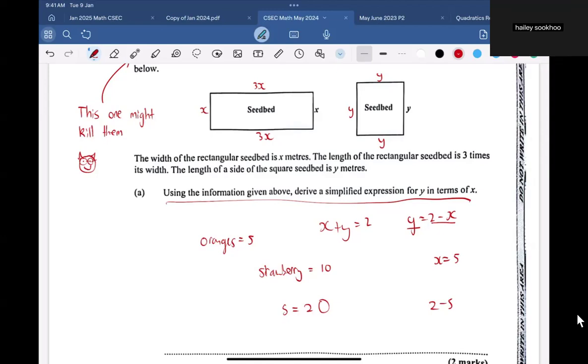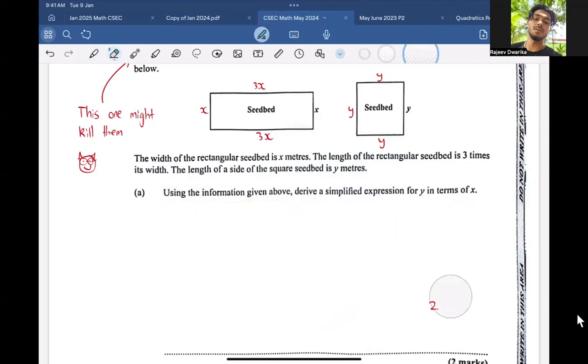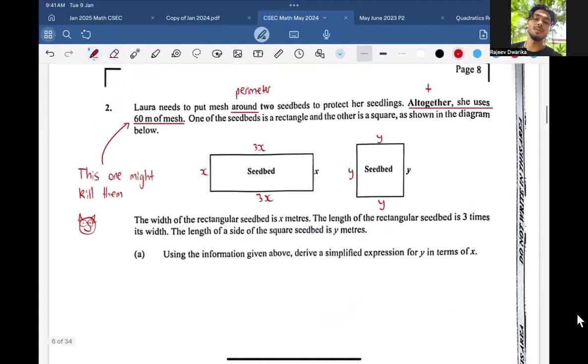So do you have enough information to make an equation? You do, right? So what equation would we make? Trying to come up with something.